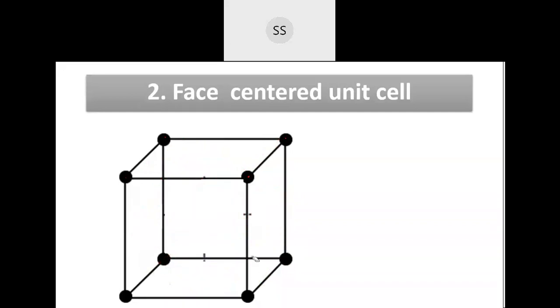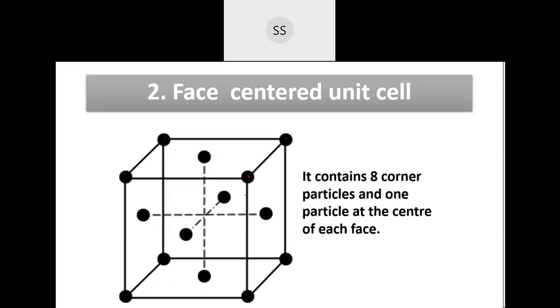So you are finding atoms which are present at the corner. Along with that, you find atoms which are present on these 6 spaces. You can see here one up, one side, down, then towards the left side. So 4 are on the sides, and then one is present in the front and one is present at the behind. So this is face-centered unit cell. Like this kind of arrangement is possible, where it contains 8 corner particles and one particle at the center of each face. Altogether, we have 6 atoms present on the 6 faces. So this is the second classification for centered.